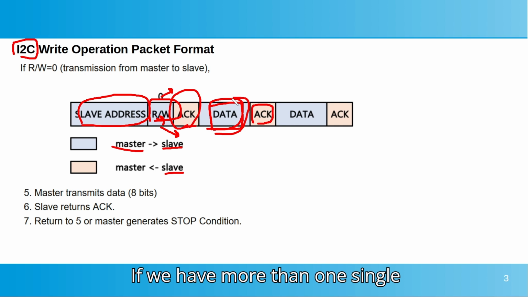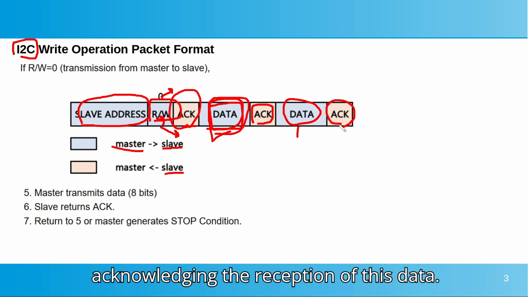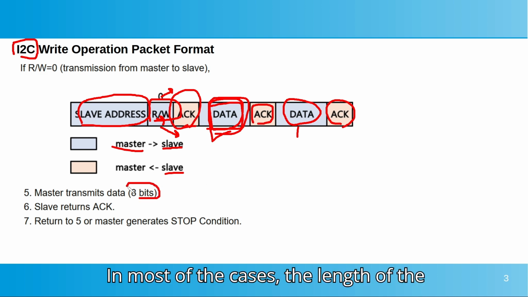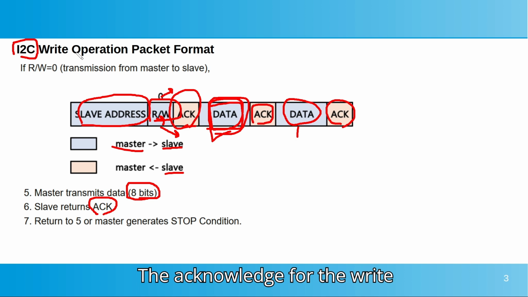If we have more than one single data to be sent, then the master continues sending this data and the slave continues acknowledging the reception of this data. In most of the cases, the length of the data will be 8 bits. The acknowledge for the write operation is sent from the slave to the master.